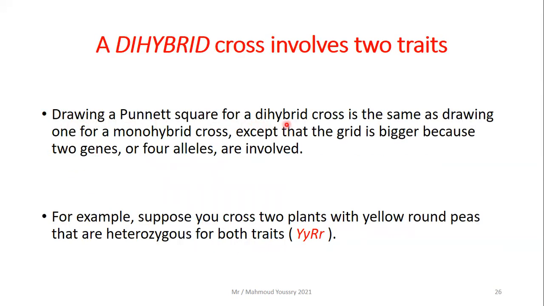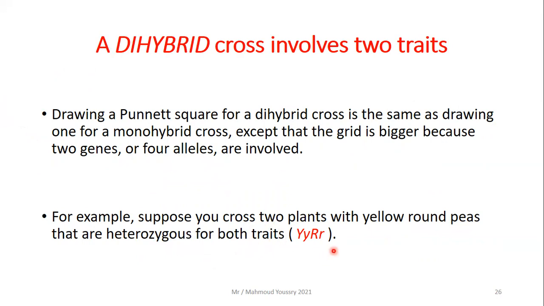Drawing a Punnett square for a dihybrid cross is the same as for a monohybrid cross, except that the grid is bigger because 2 genes, or 4 alleles, are involved. So we have 4 chances. For example, suppose that you cross 2 plants with yellow round peas that are heterozygous for both traits.